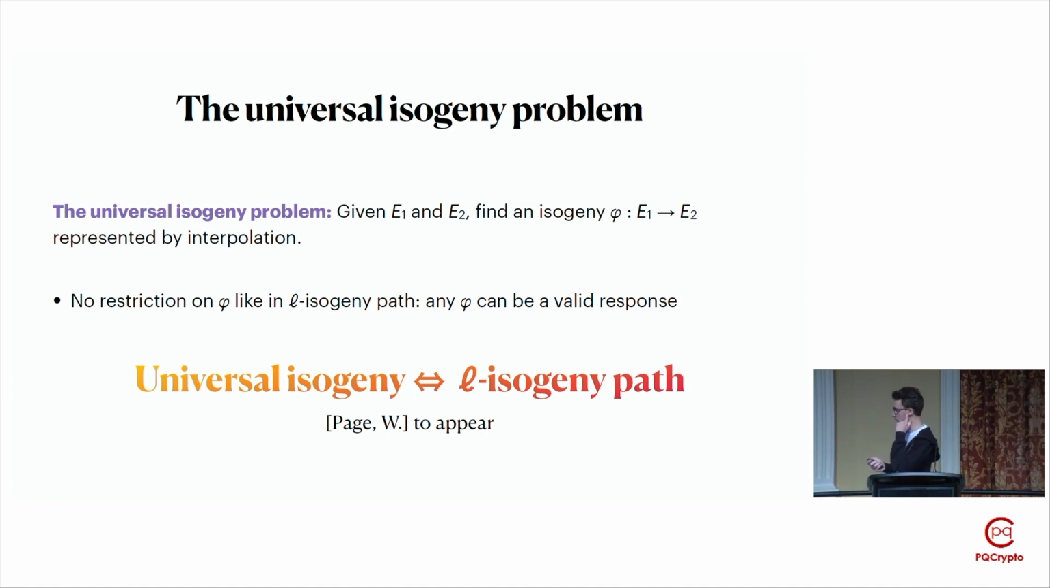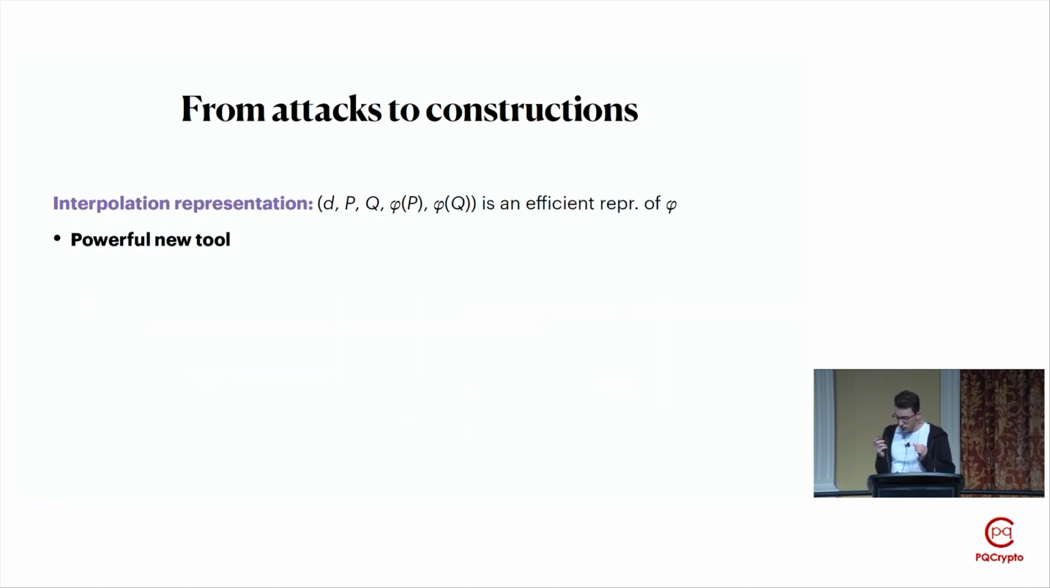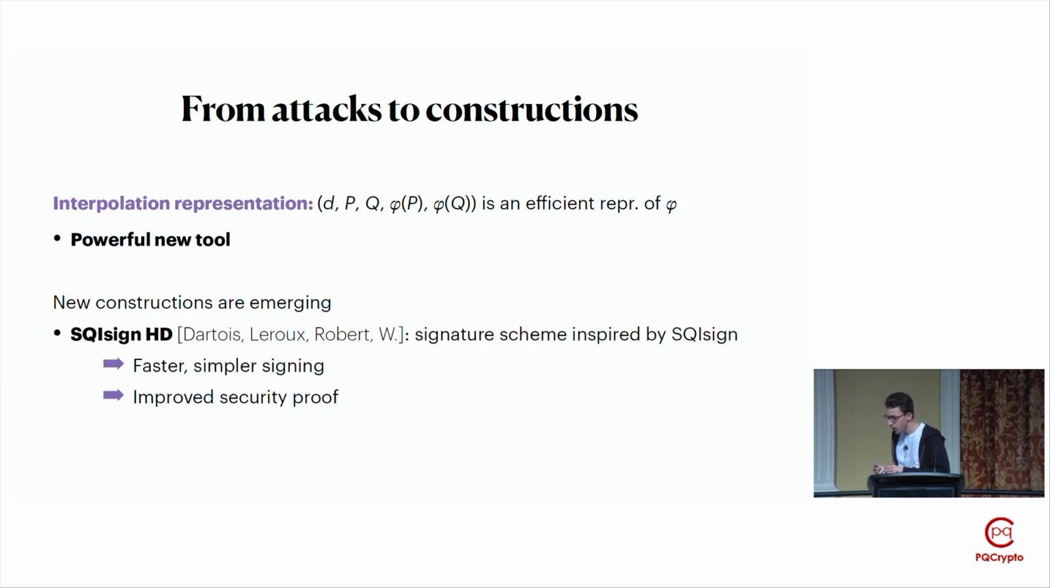This is a paper that is not out yet. It's a work in progress with Aurel Page, which I hope will appear soon. One direction is very easy, because if you have an L-isogeny path, you can easily convert it to an interpolation representation. The other direction is much trickier. Now, this gives us a powerful new tool, this interpolation representation. Maybe we can use it to build constructions. And indeed, we're already seeing new constructions emerging from this technique that was introduced in the attacks.